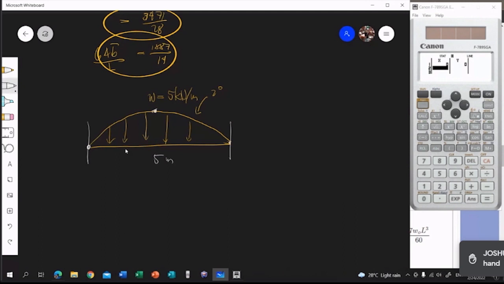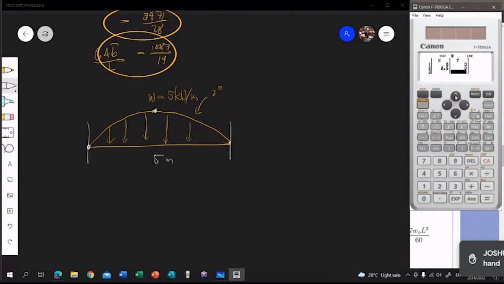Next, what's the value of x at this point? 2.5, right? 2.5. The value of y is 5. Then when x is 5, the value of y is also 0. So the points are 0, 2.5, and 5. See?